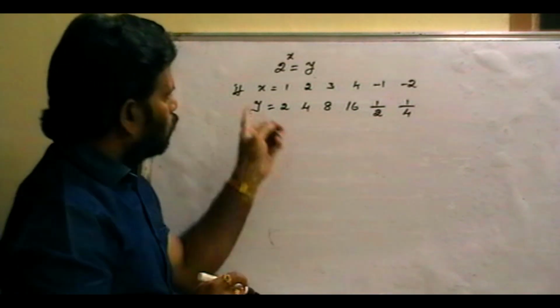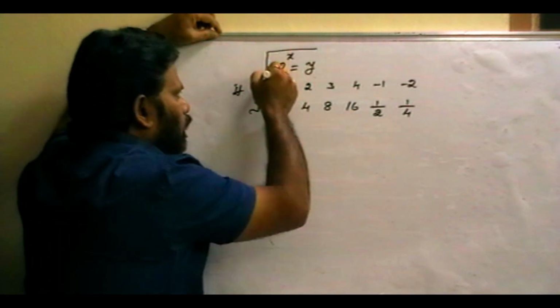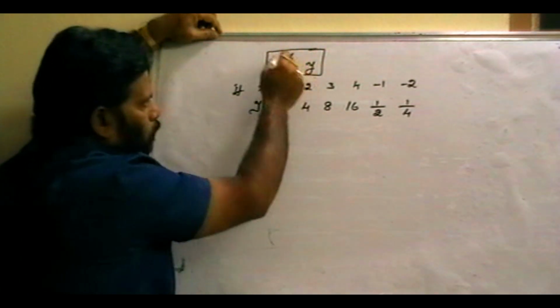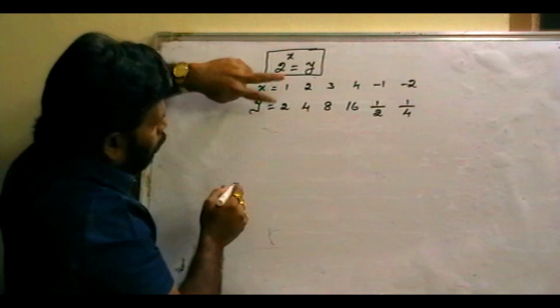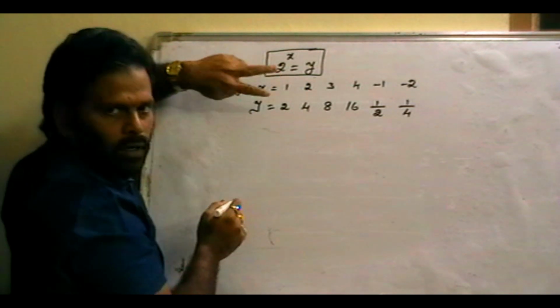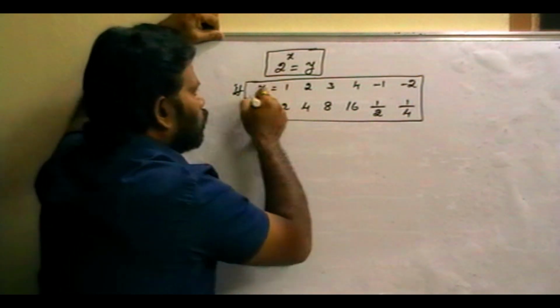Right? Now, the relation, that means 2 power x is equal to y, the relation between x and y. That means it is an ordered pair, for example (1, 2), if x is equal to 1, y is equal to 2. Now, let's plot these values on a graph sheet.